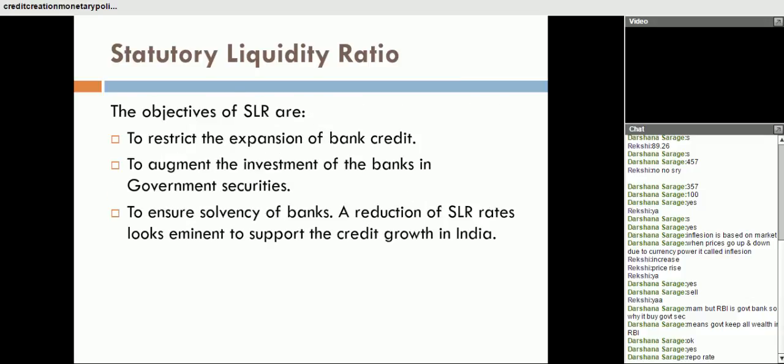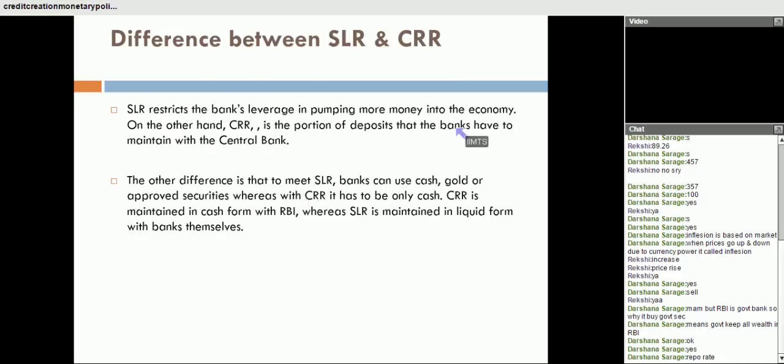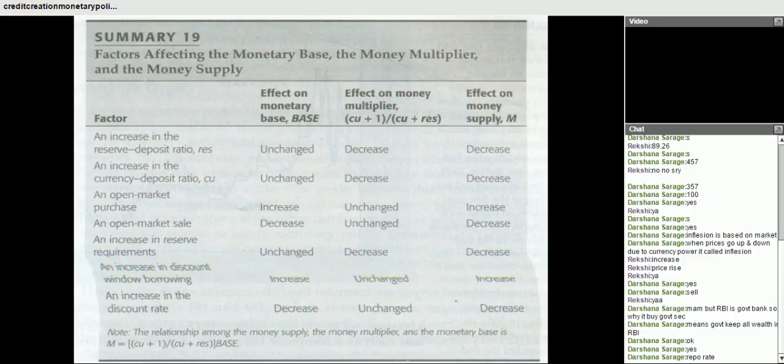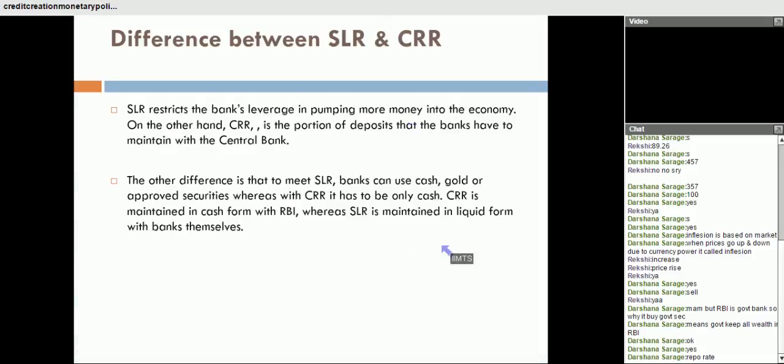Okay, so this is it for today. We have covered the main topics, and the remaining things are not so major, they are just minor things. So the main thing that we needed today was the credit creation and the monetary functions of the bank that we have discussed.